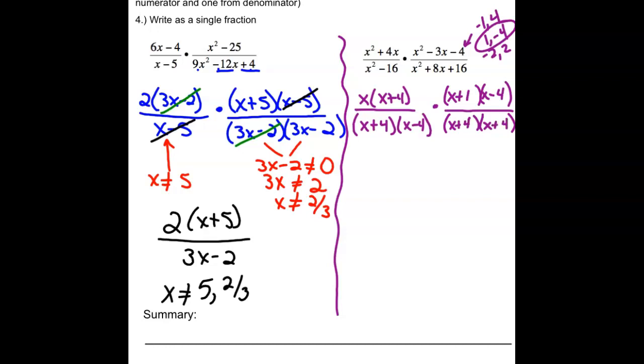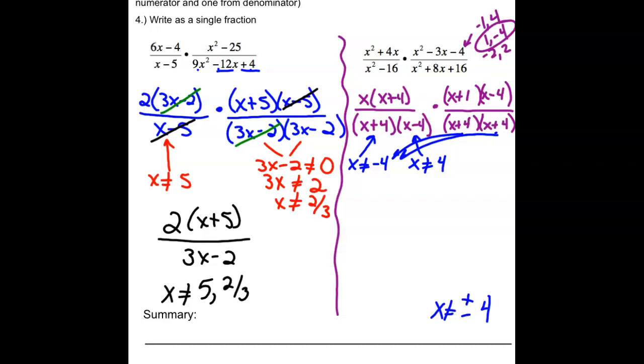All right, then looking for restrictions. Any factors in the denominator can't be 0. So here we would say x cannot equal a negative 4. Here we'd say x cannot equal a positive 4. And then these two we've already listed here. X can't be a negative 4. All right, so our restrictions, final answer here, we're going to say x cannot equal a positive or a negative 4.